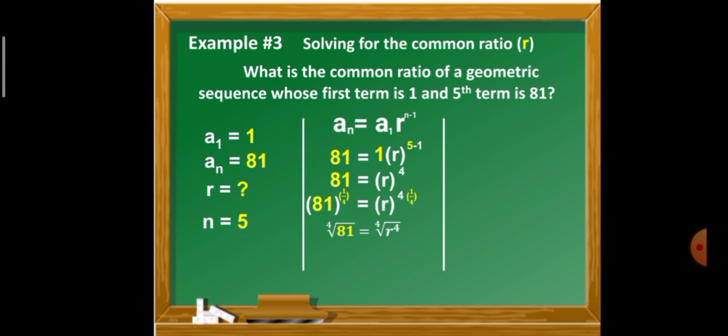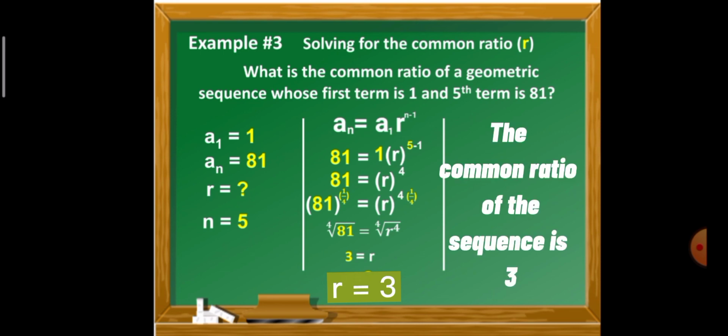Then, what is 4th root of 81? 4th root of 81 is equal to 3. And 4th root of r raised to 4 is equal to r. So, r na lang siya. Okay? So, the common ratio ng sequence ay 3.